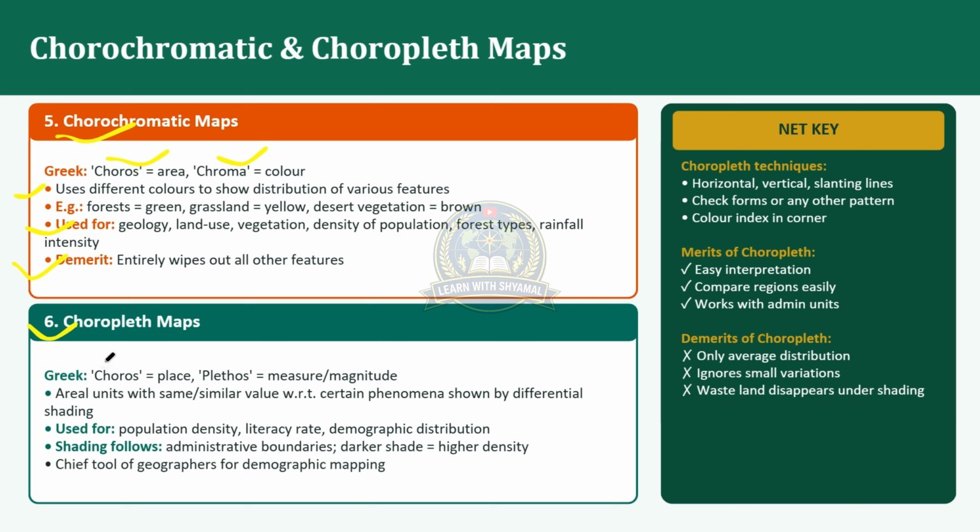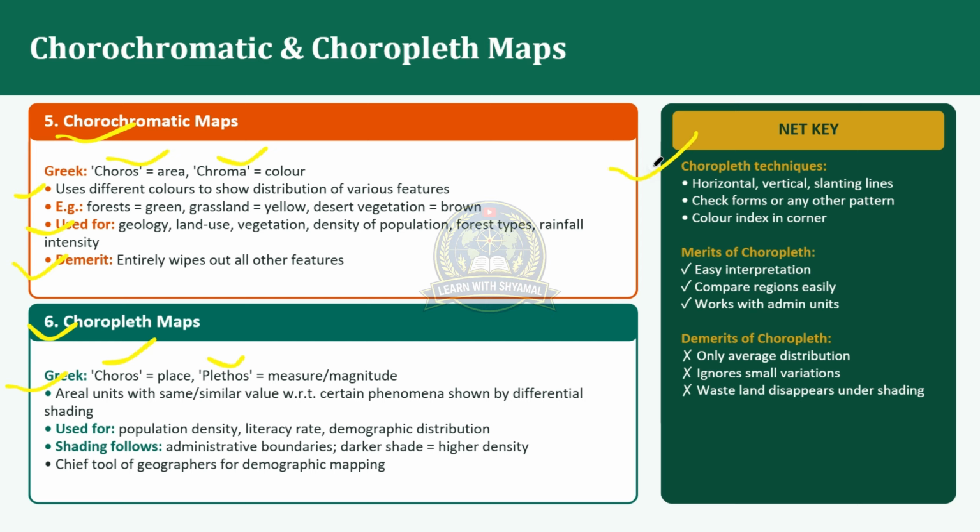Choropleth map: Greek word choros means place, and plethos means measure and magnitude. Areal units with similar values, where certain phenomena are shown by differentiated shading. Used for population density, literacy rate, and demographic distribution. So shading values follow these administrative boundaries: darker shade, higher density. These are key tools of geographers for demographic mapping.